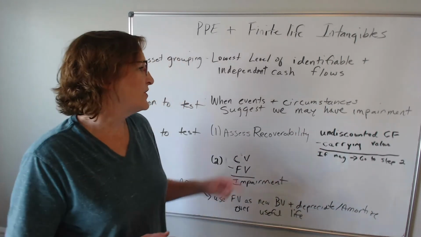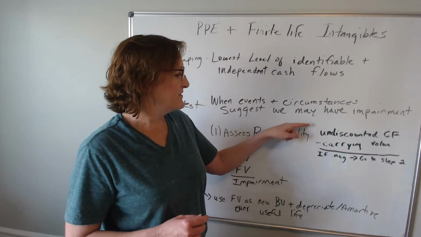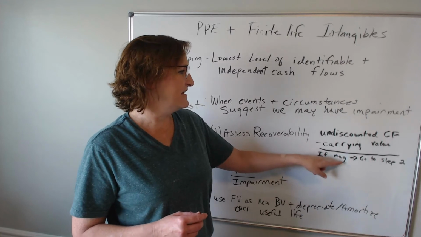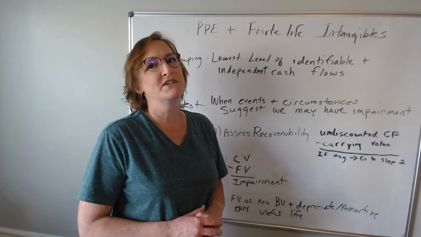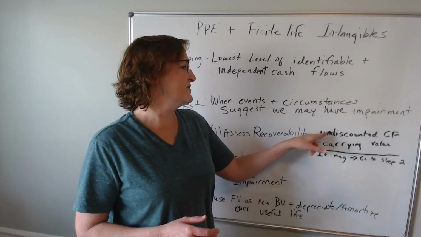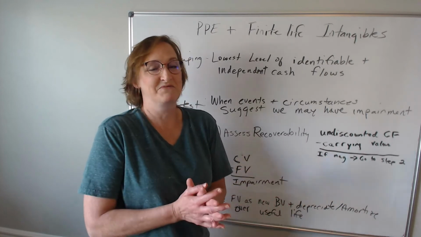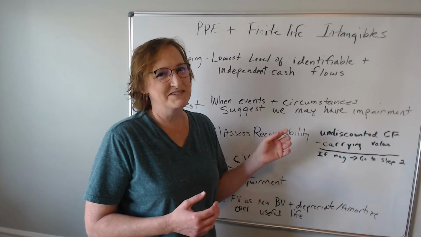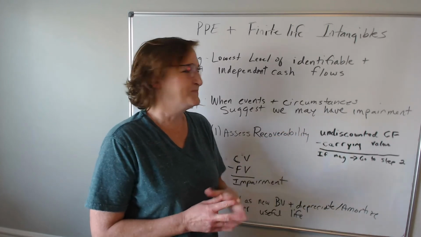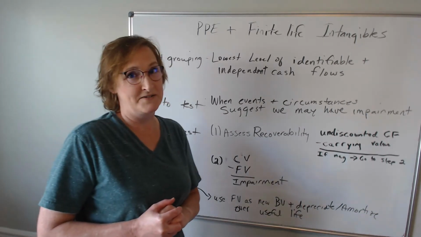All right, so what we do is decide whether we have to go on to step 2. If this number is negative, the carrying value is actually bigger than the undiscounted cash flows, then we definitely have a problem, because there's no time value of money here. So if, ignoring time value of money, we think it's worth less, then we definitely have something going on. We're going to go on to step 2 before we decide what that impairment is. Okay?